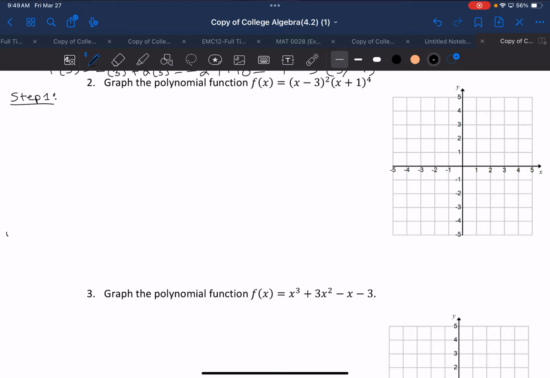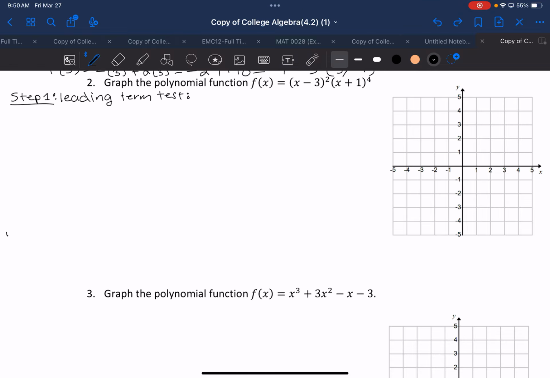All right, so number 2 is the graph of the function x minus 3 all squared times x plus 1 to the 4th power. Again, first thing we're going to do is analyze the end behavior using the leading term test. Remember, if it's already factored like it is here, you definitely would not want to FOIL this all out and multiply it all out. That would take you forever. We don't have time for that.